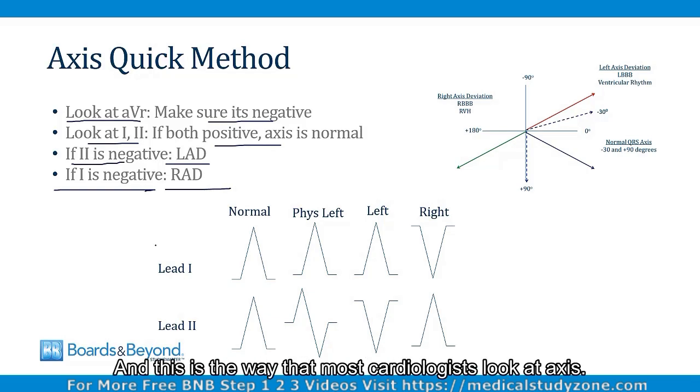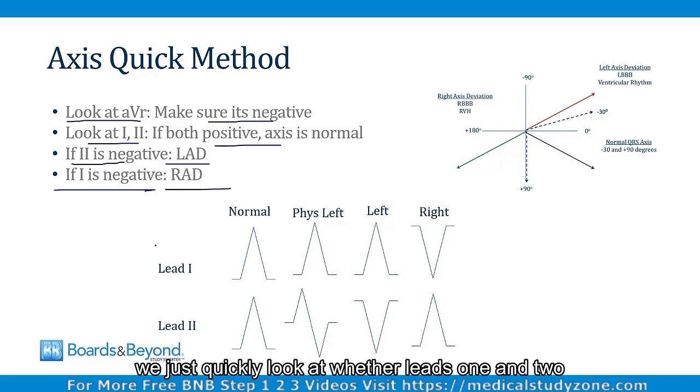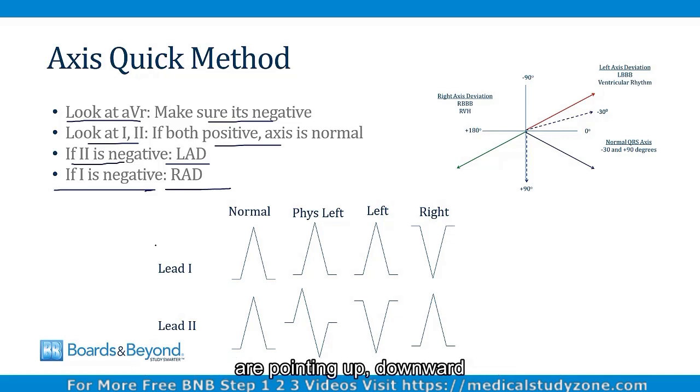And this is the way that most cardiologists look at axis. We don't actually measure it. Like I showed you before, we just quickly look at whether leads 1 and 2 are pointing upward or downward, and from there we can determine the axis.